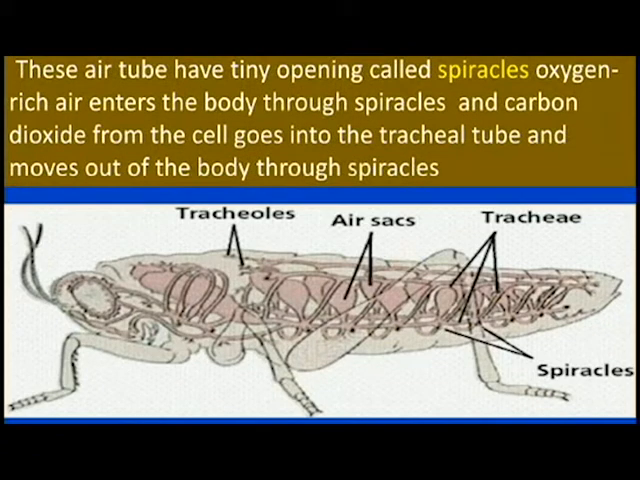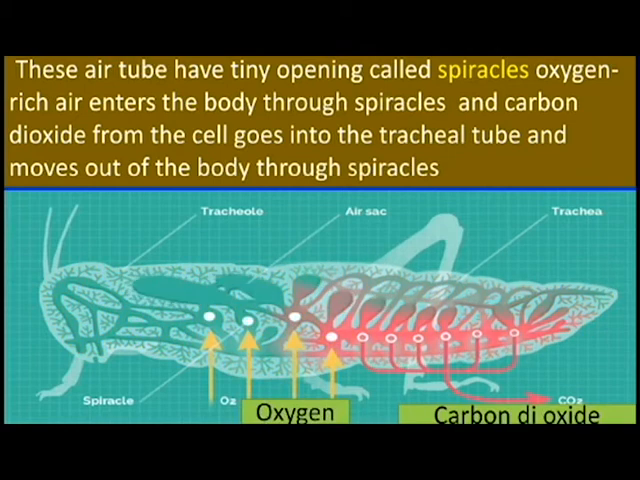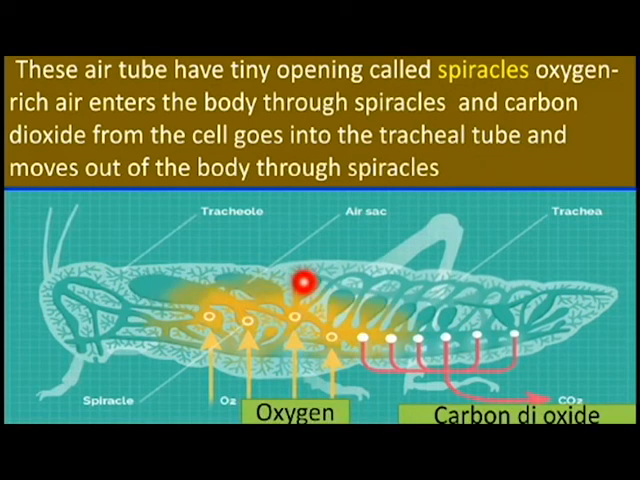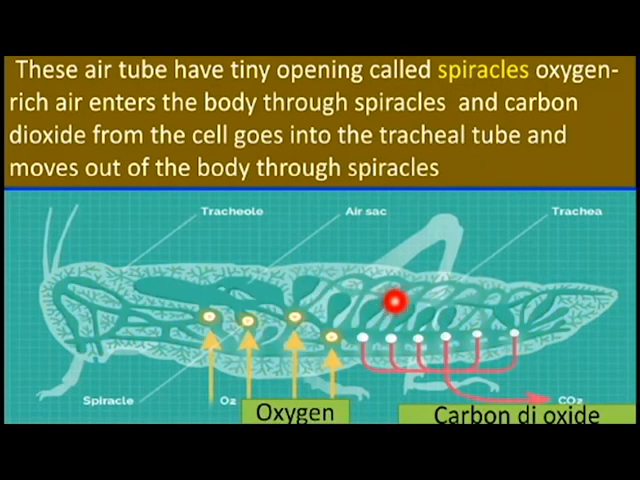These air tubes have tiny openings called spiracles. Oxygen-rich air enters the body through the spiracles, and carbon dioxide from the cells goes into the tracheal tube and moves out of the body through the spiracles. So, here we can see how oxygen enters and carbon dioxide comes out through the spiracles.